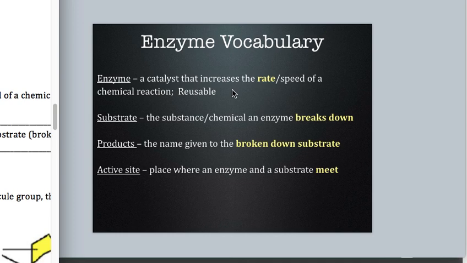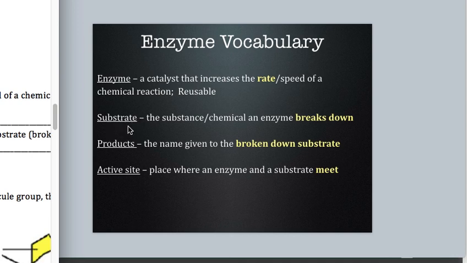So enzymes speed up chemical reactions, and they're reusable. So it's like the key you use to get into the front door of your house. You don't just use it once and throw it away. You can use it for years and years and years. It's reusable. Enzymes are also reusable.